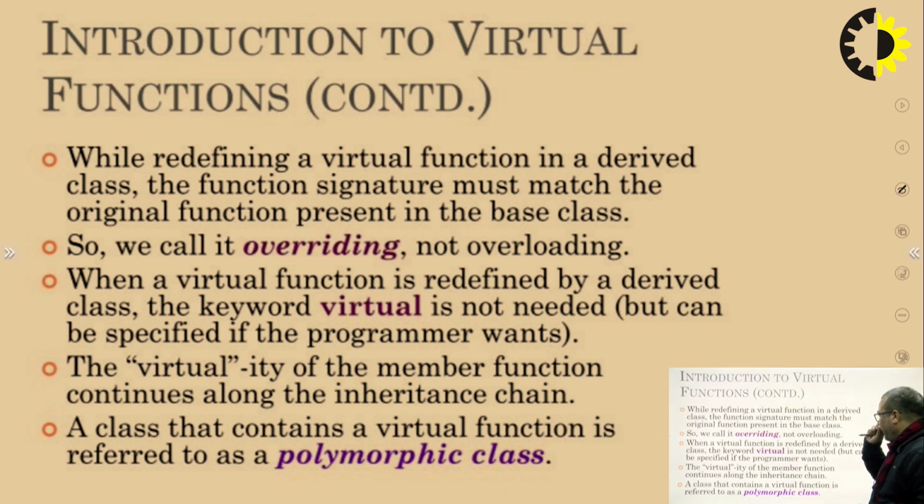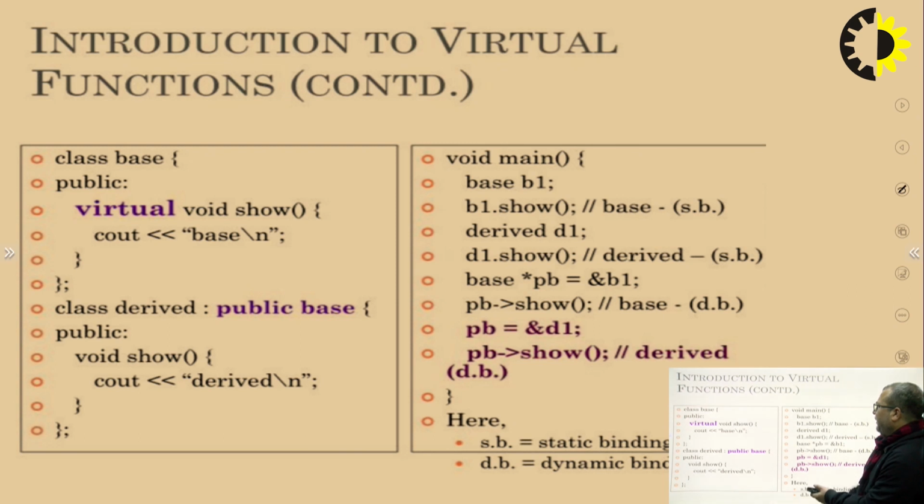When a virtual function is redefined by a derived class, the virtual keyword is not needed. The virtual keyword is required only in the base class. You can also use the virtual keyword in the derived class, but it is optional. By making the virtual keyword only in the base class, it means that function is virtual. So let's see the implementation here.